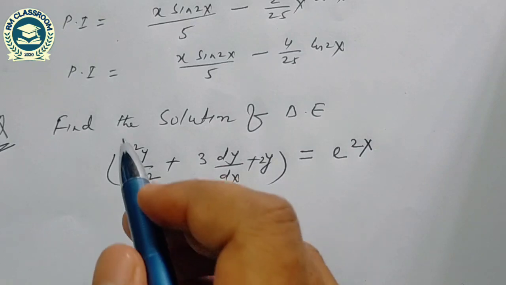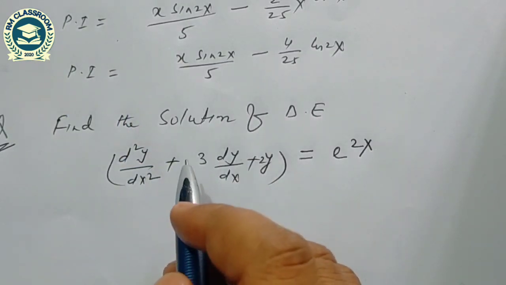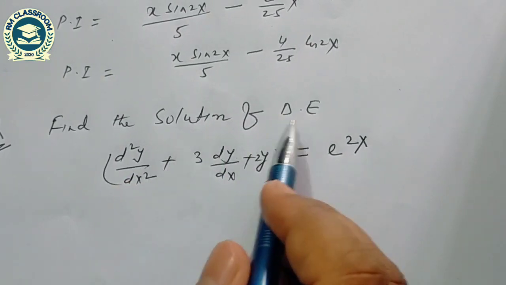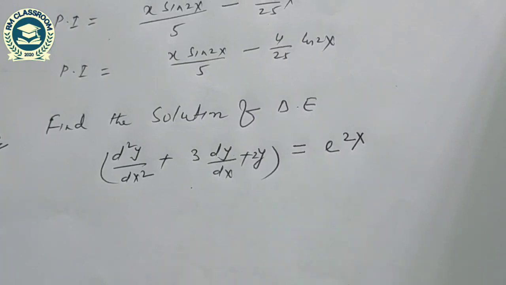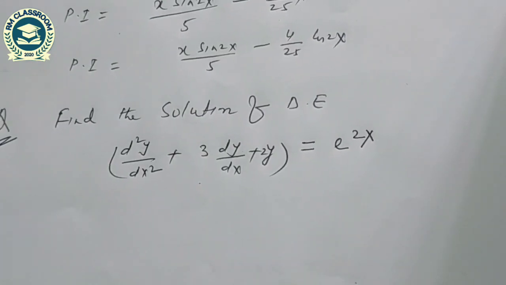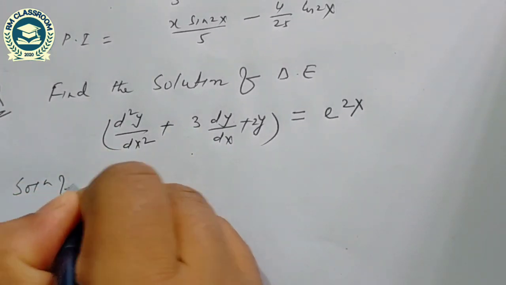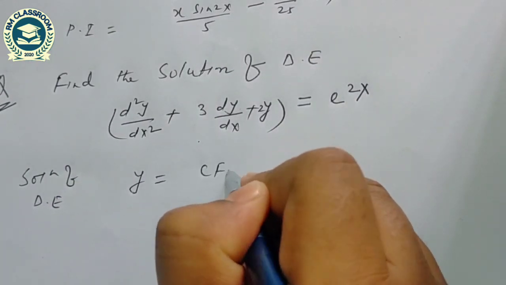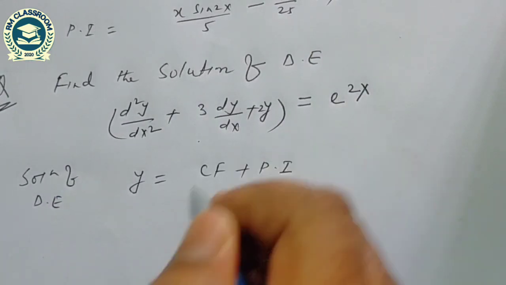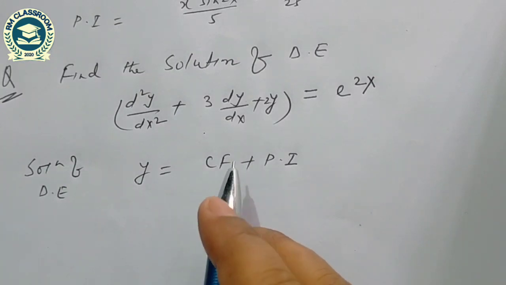So I have completed how to compute the complementary function, and after that the particular integral. So overall the question will look like this. Find the solution of a differential equation d2y by dx square plus 3dy by dx plus 2y is equal to e to the power 2x, and the solution of this differential equation we have to write. So solution of differential equation y is equal to complementary function plus particular integral. So individually we have to compute. We have already seen various examples to compute the complementary function and particular integral.